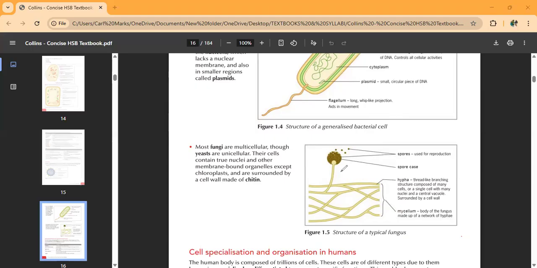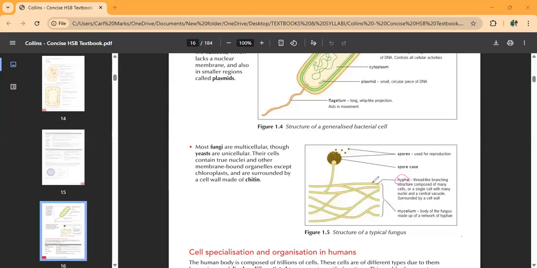So we have at the head here, let me take the hypha. The ph gives us an f sound, hypha. It is a thread-like branching structure that is made up of many cells or a single cell with many nuclei and a central vacuole. If you were to magnify it, you would see that. Then we have mycelium.